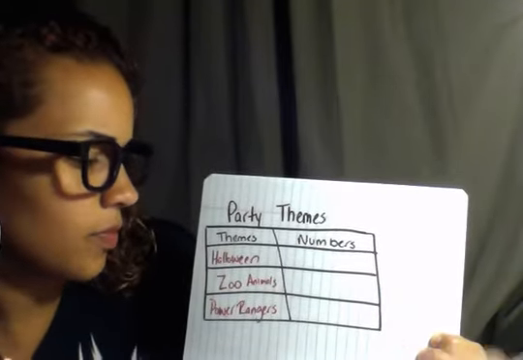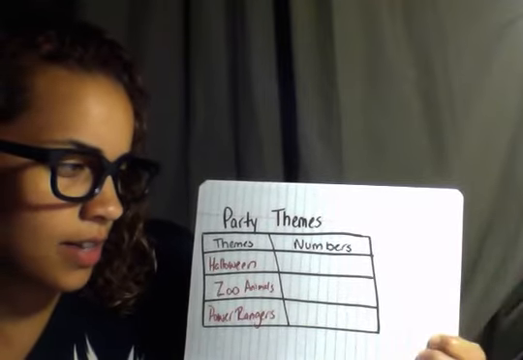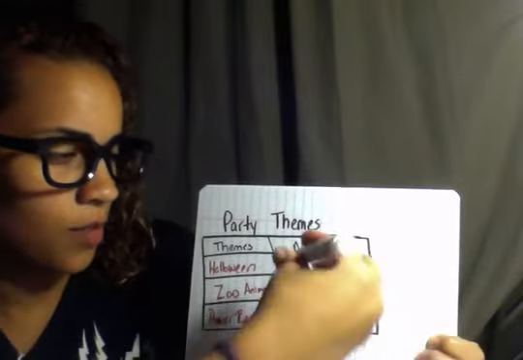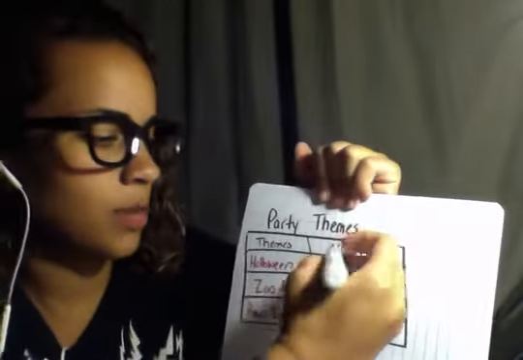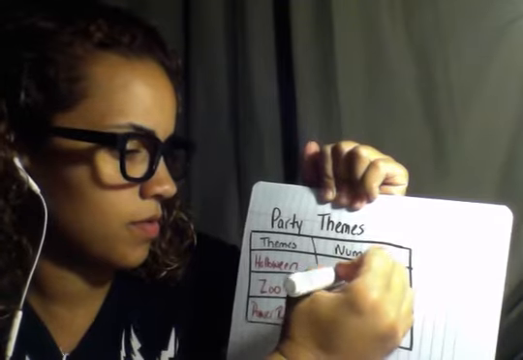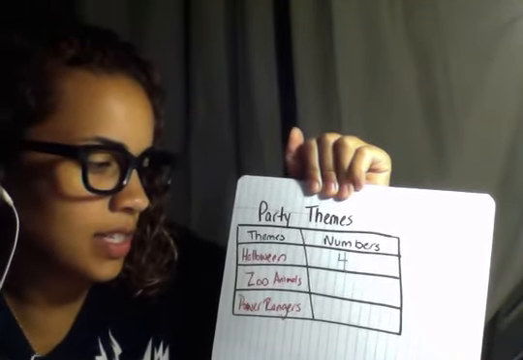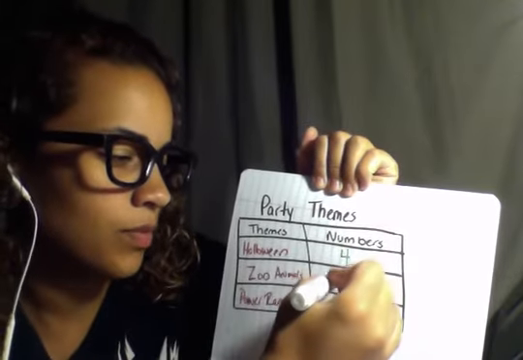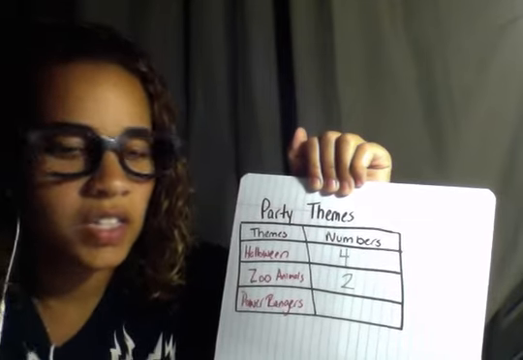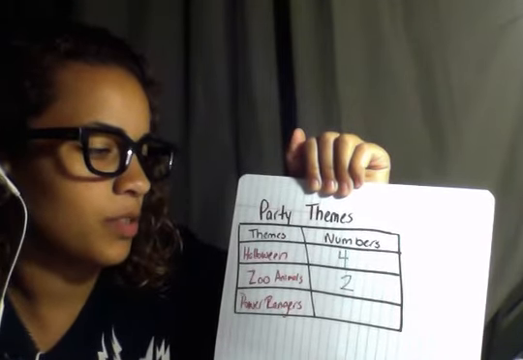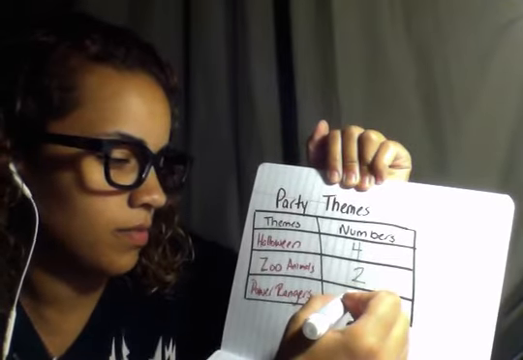So, let's say I had 4 kids pick Halloween, right? So I'm going to put number 4 for all the children that picked Halloween, right? And then for zoo animals, let's say only 2 kids picked zoo animals, right? And let's say, I don't know, let's make up a number. We could say 6 kids picked Power Rangers, right?